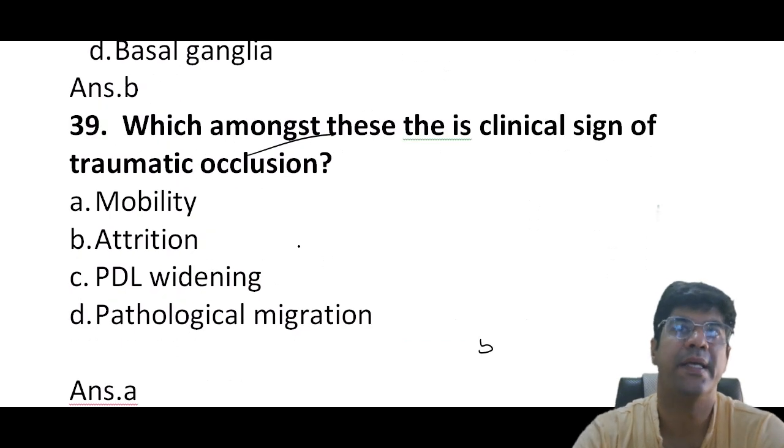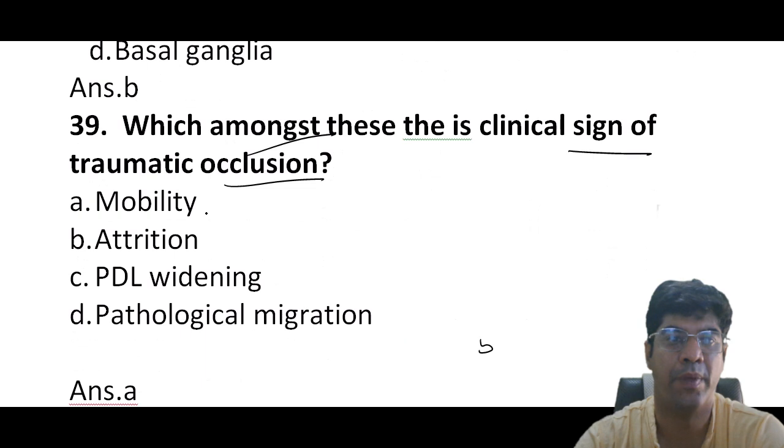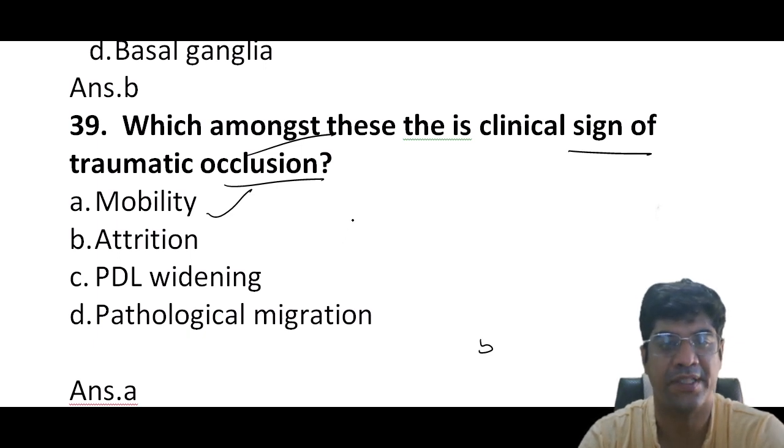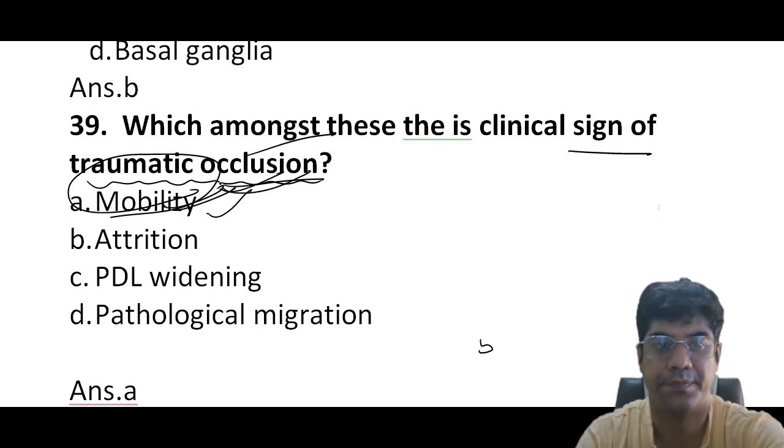Which among the following is the clinical sign of traumatic occlusion? The answer is mobility. Tooth mobility refers to the movement or looseness of the tooth within the socket. That occurs when the supporting structures of the tooth, that is the periodontal ligament as well as the alveolar bone, are compromised due to excessive occlusal forces, and that is true in case of traumatic occlusion. So the main clinical sign is mobility.